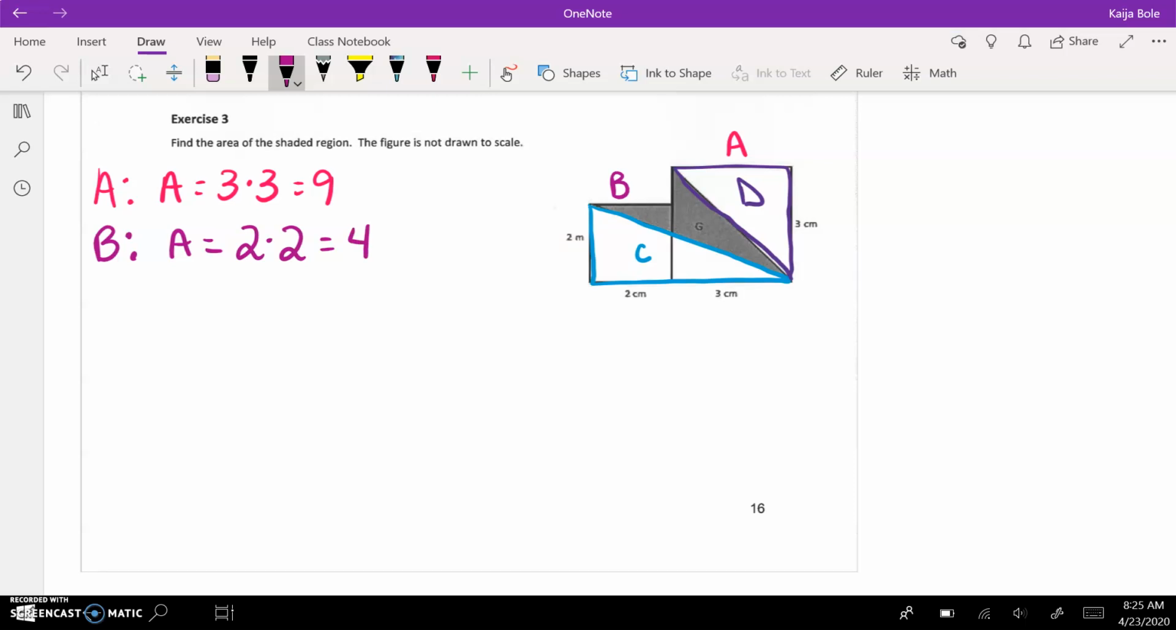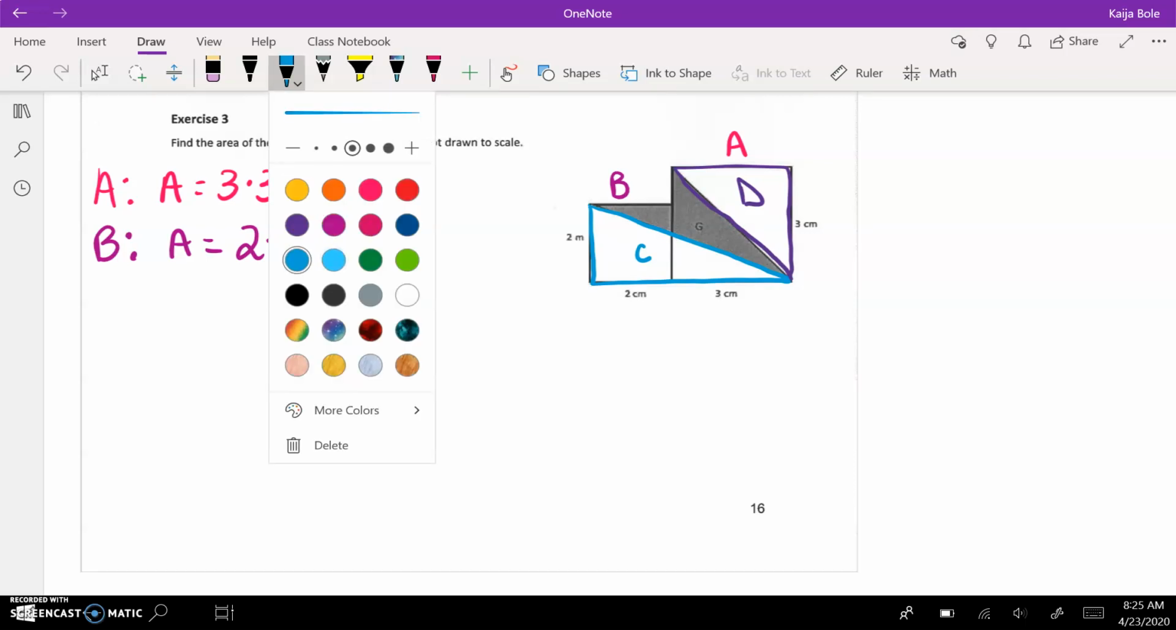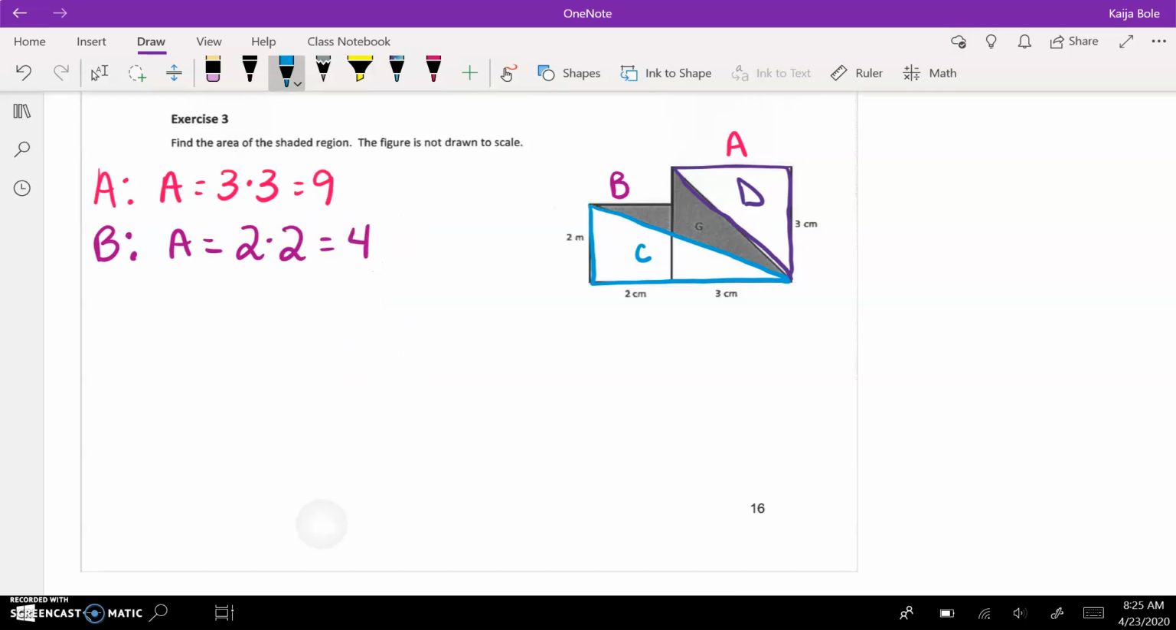Now, let's take a look at triangle C here. Triangle C, it's the base times the height divided by 2. My base is going all the way across here, so I have to add my 2 and my 3. So this would be 5 times my height is 2, and then I have to divide it by 2. So it would be 10 divided by 2, which would be 5.